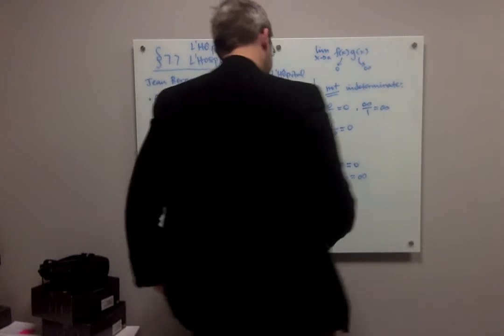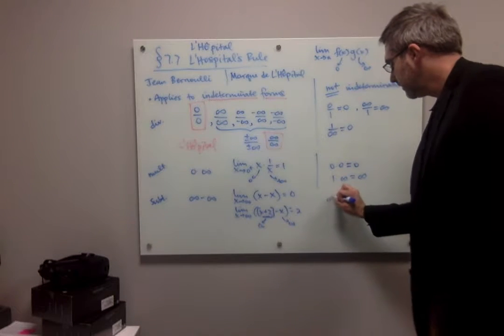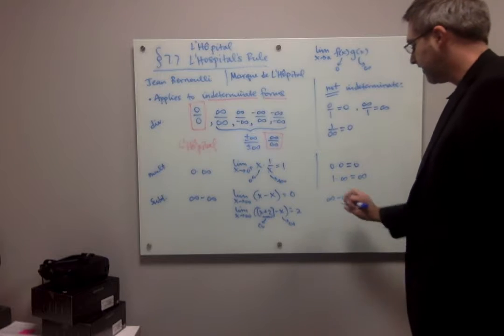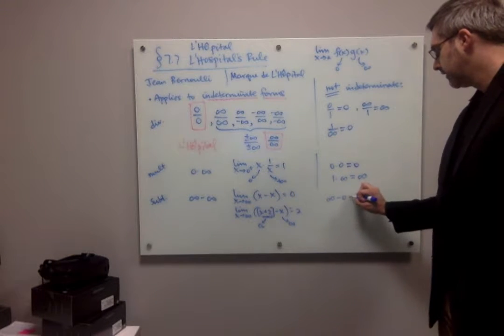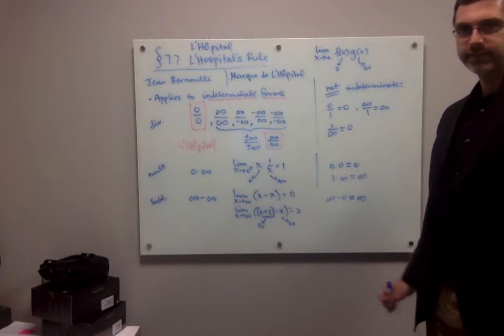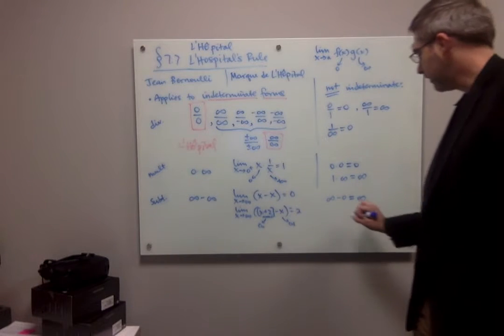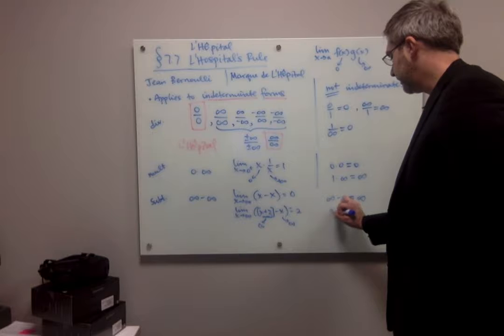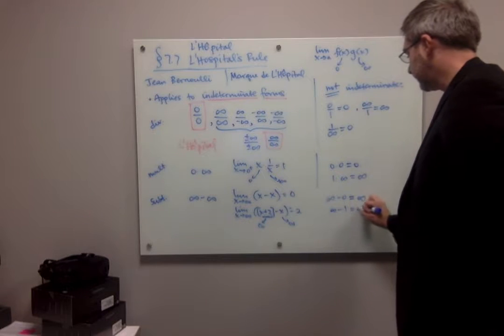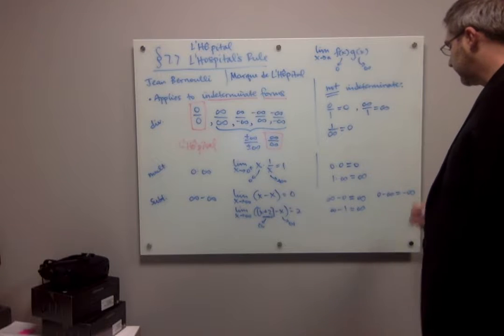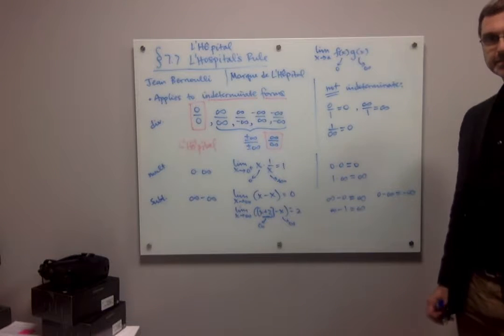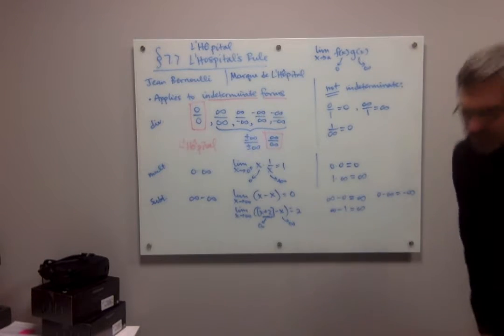But, for instance, if I had a difference of two things, f minus g, and the first thing went to infinity and the second thing went to 0, then clearly this would go to infinity. Or if I had infinity minus 1, that's going to be infinity. Or 0 minus infinity is going to be negative infinity, right? Does that make sense?